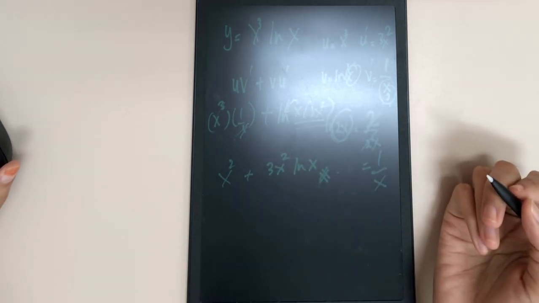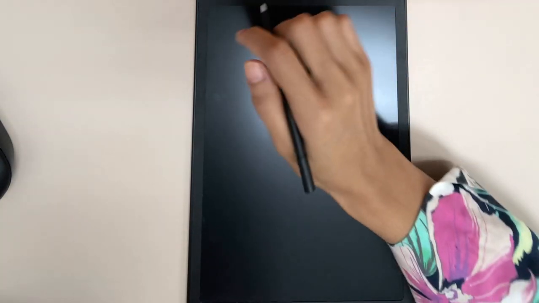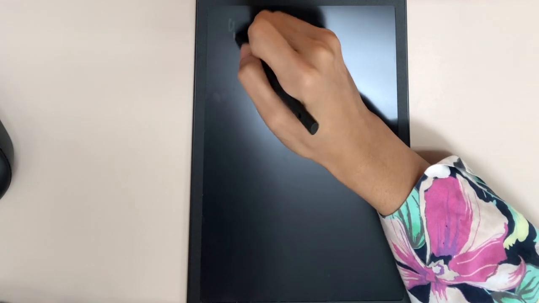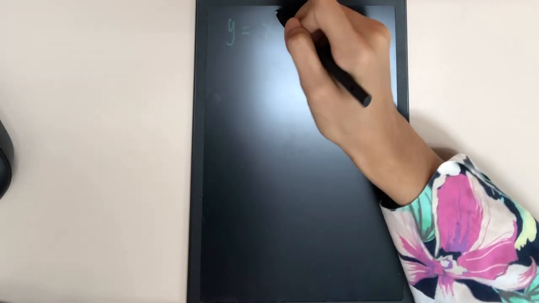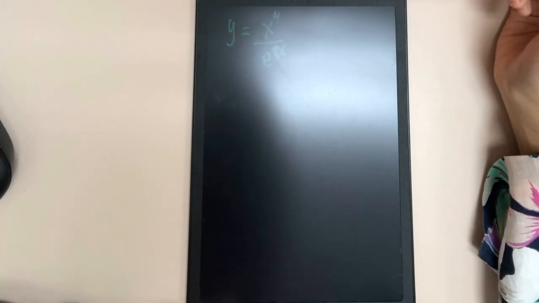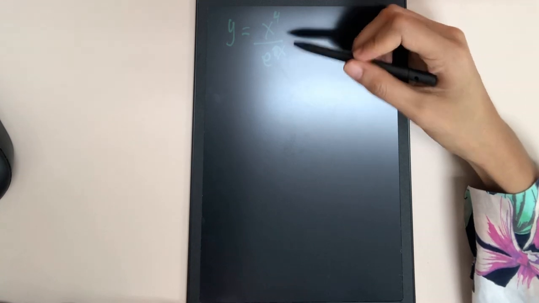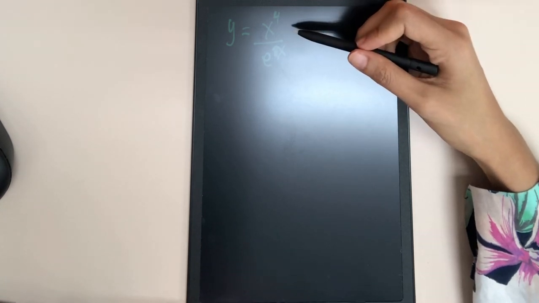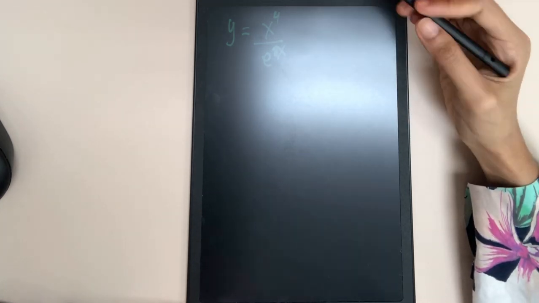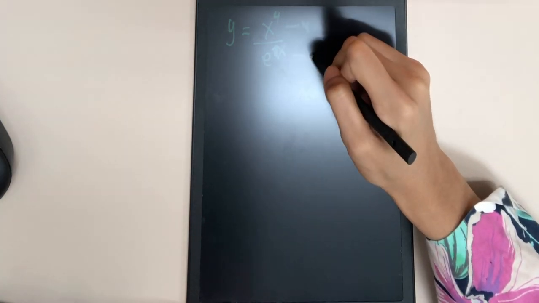Okay, alright. So that one is for the product rule, right? Okay, so now for the quotient rule. Let's say you have y equal to x power 4 over e power of pi x. So you can see that this is a fraction. So this one you let as u and this one as v.